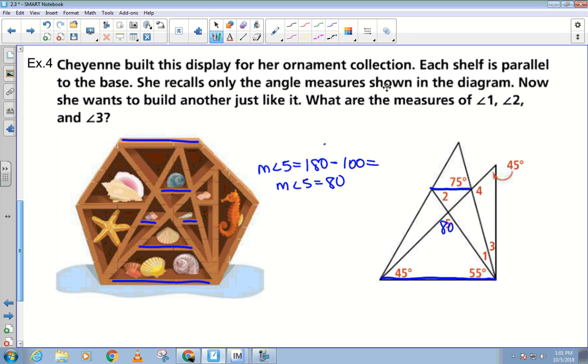Yeah, this right here is the top left angle. This is a vertical angle, so this is 80 right there. So you could go ahead and write that in there.